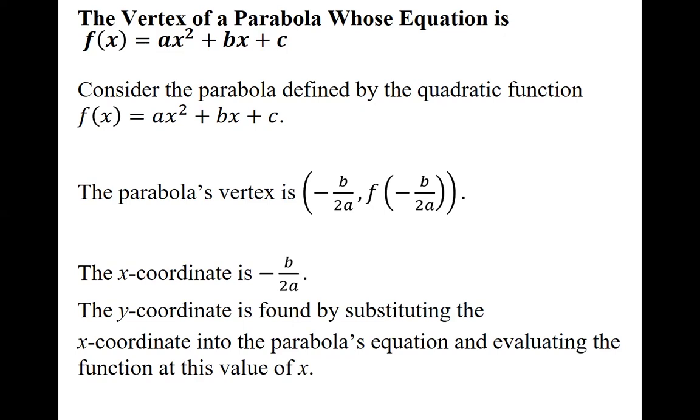Let's say that instead of being given to us in vertex form, the parabola is given to us in ax squared plus bx plus c form. Well, the vertex then would be negative b over 2a, and the function value we get when we plug that in to the function. In other words, if h is negative b over 2a, the output is f of h, f of negative b over 2a.